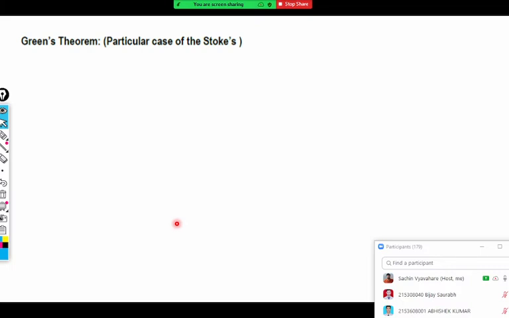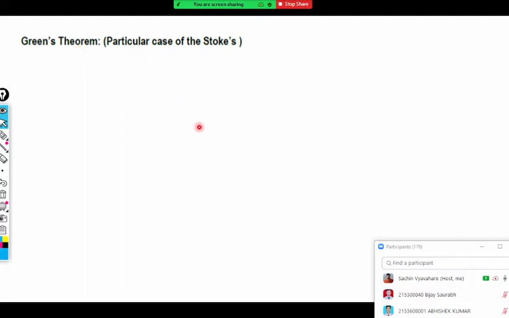So here we are going to see now a particular case of Stokes theorem. The second theorem in our syllabus is Green's theorem. This Green's theorem is a particular case of Stokes. What is the difference then? The difference is that Green's theorem is applicable again to an open surface, but that open surface is a surface in the xy plane only. That is a plane surface. It may be a region in the xy plane.